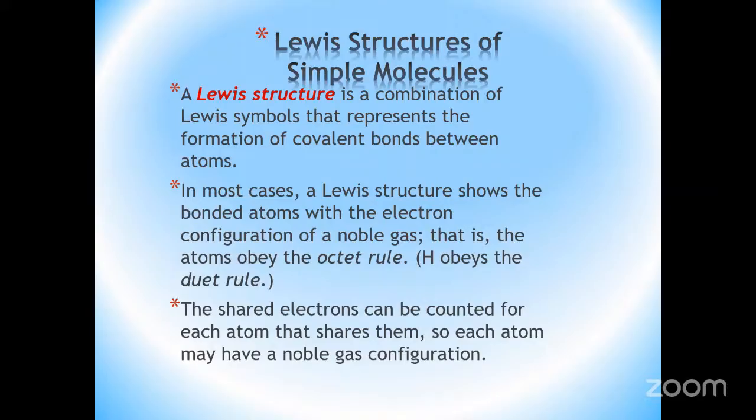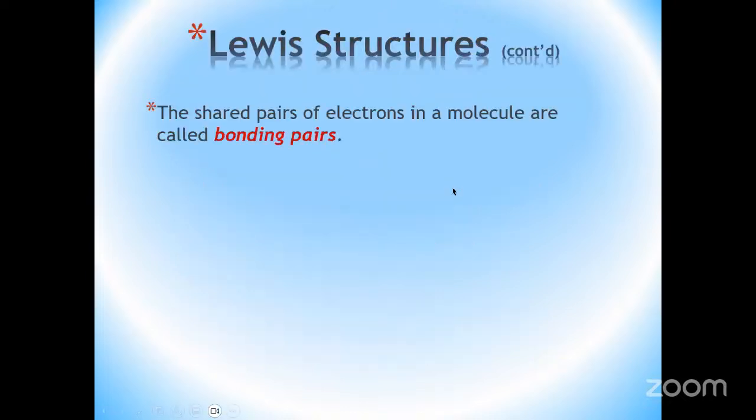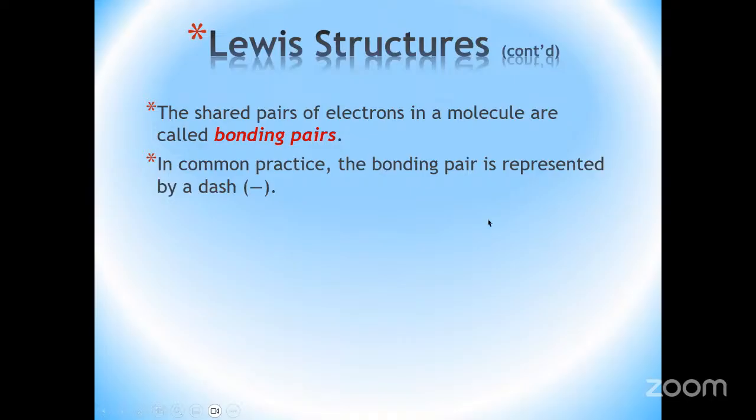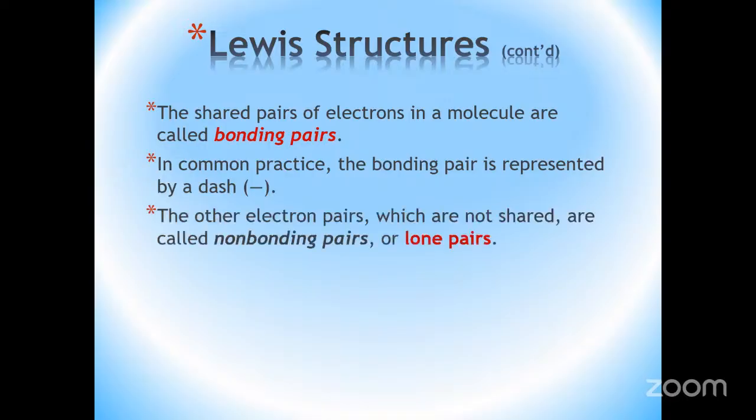The shared electrons can be counted for each atom that shares them, so each atom may have a noble gas configuration. Very important for you to make a distinction between what are known as the bonding pairs and the lone pairs of electrons, all right? Bonding pairs are those pairs of electrons that are shared between the two atoms, and the non-bonding pairs or the lone pairs are those that are not shared between atoms, all right?